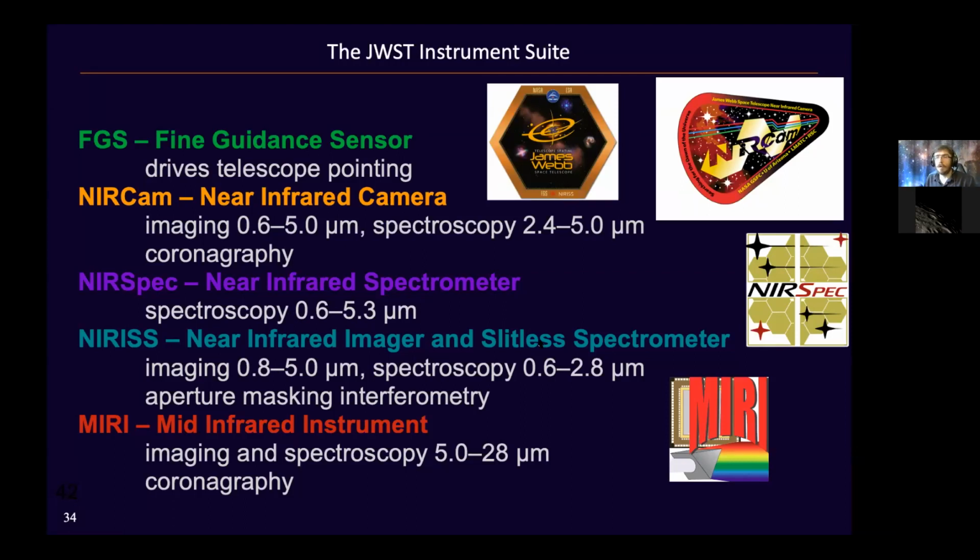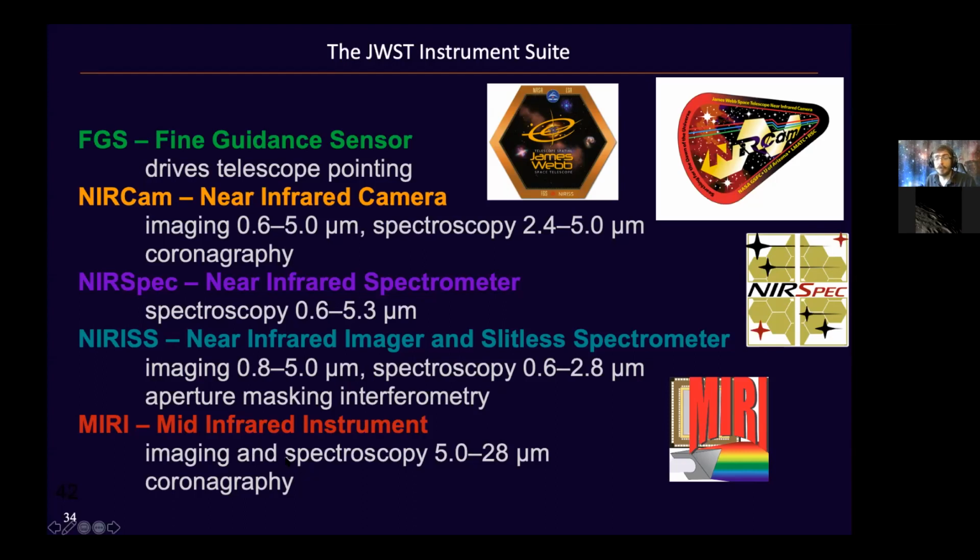NIRIS is a kind of neat instrument that allows you to do something called aperture masking interferometry, which I'm not going to go into detail on, but the upshot is it allows you to get much higher resolution than you might ordinarily be able to get using some complex mathematical transforms. It's pretty neat, but also kind of complicated to use.